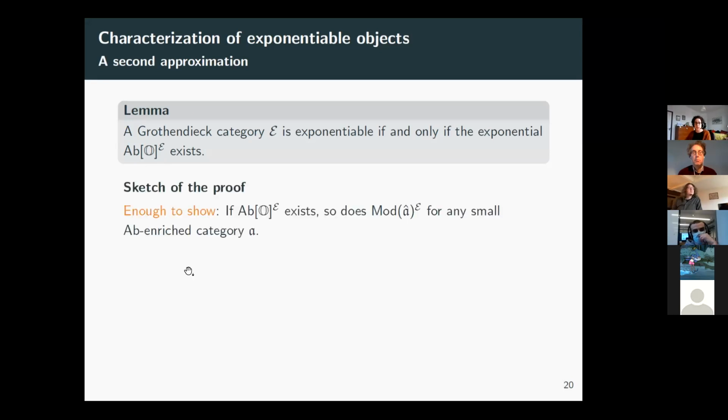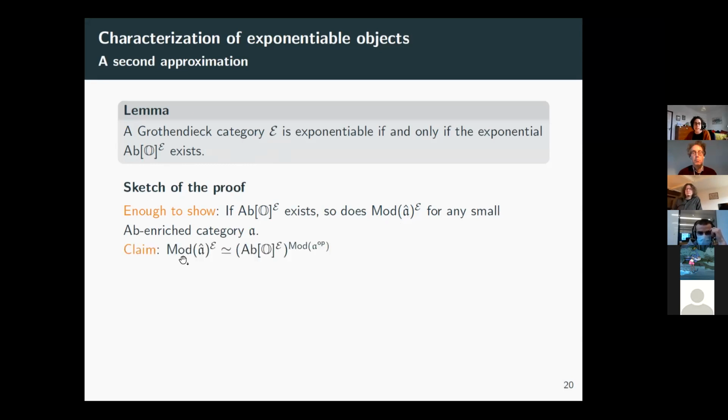How do we prove this? Well, obviously, if E is exponentiable, this guy exists. We prove the reverse direction. So if this guy exists, we want to prove that this guy exists for any small category A, because then by our proposition from before, we conclude.